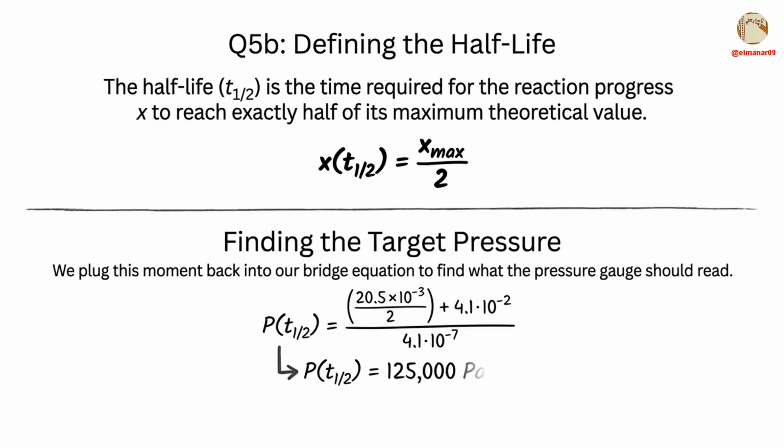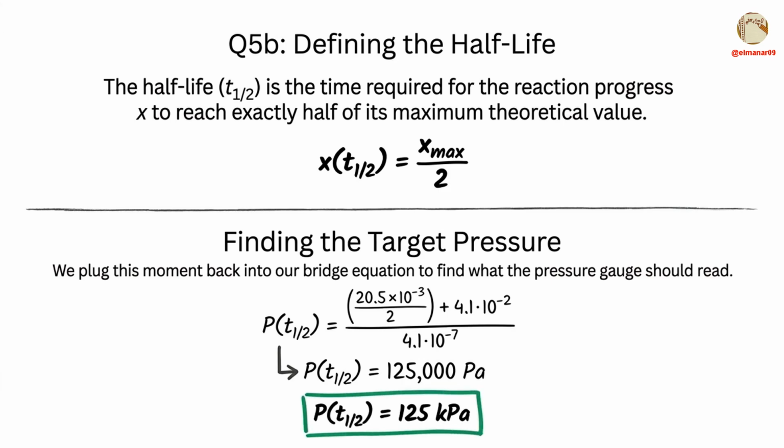Step 2. Plug this back into our bridge equation to find the target pressure. The calculation gives us P sub 1/2 equals 125,000 pascals, or 125 kilopascals. So to find the half-life, we don't look for half the pressure, 75 kilopascals. We look for the pressure that corresponds to half the progress, which is 125 kilopascals. Let's find it on the graph.